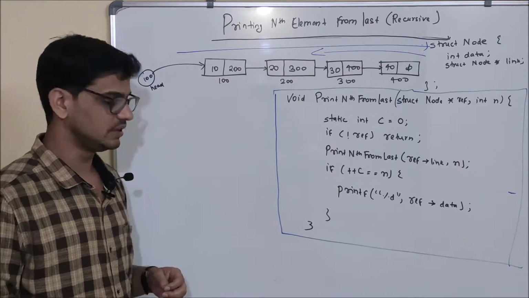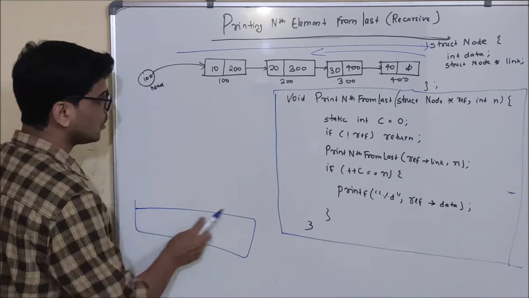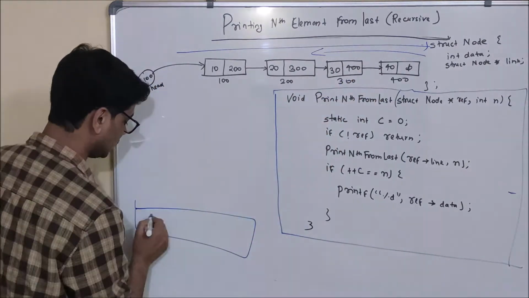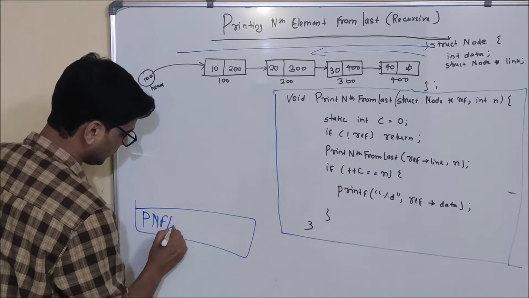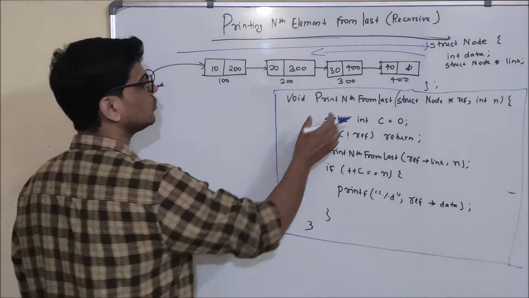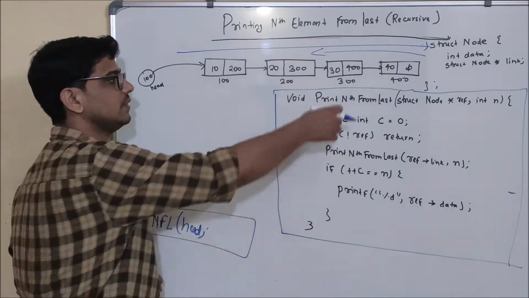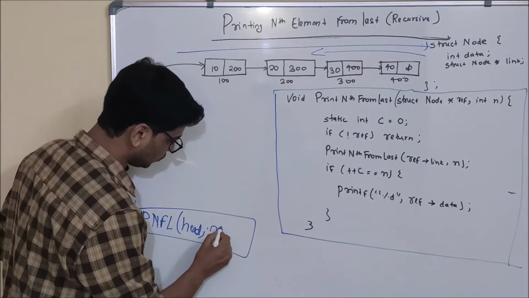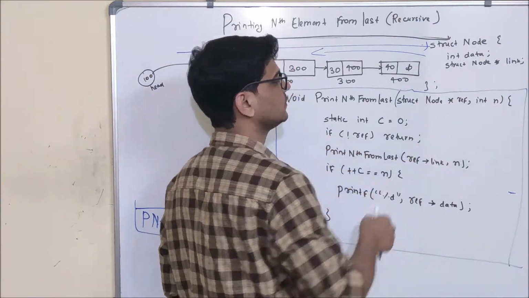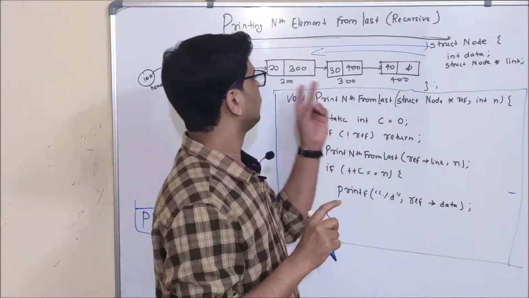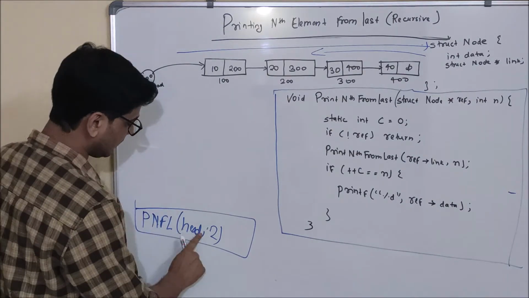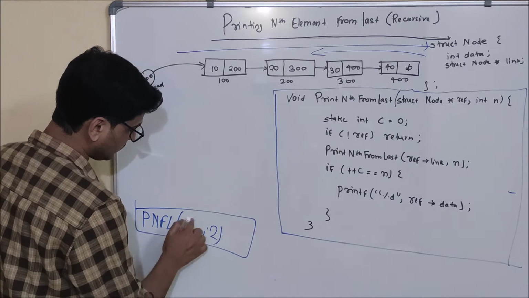So first of all, when we call this particular function for the first time, print nth from last, I am using pnfl for this. We are going to pass head, and suppose I want to print the second element from the last. Basically we want to print 30. So we will pass here 2. As you can see here, it is taking two parameters, a reference pointer and an integer, that is the position, which element from the last I want to print. Head is 100, so it will be 100.